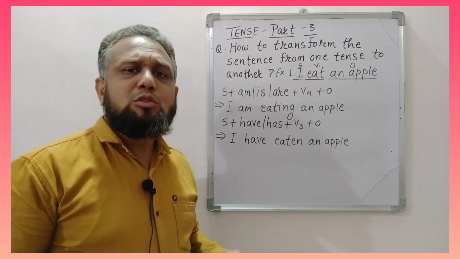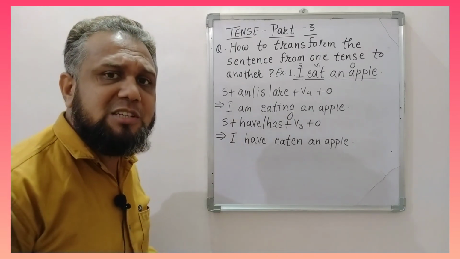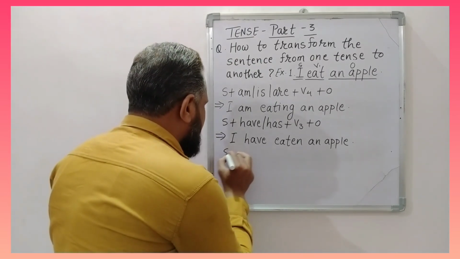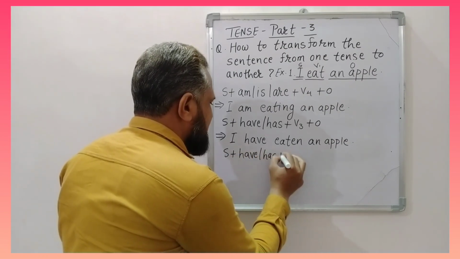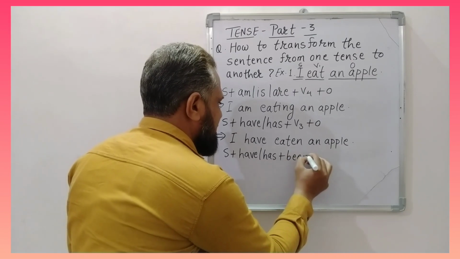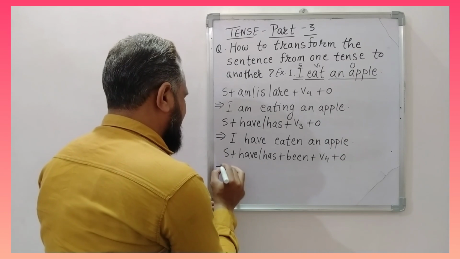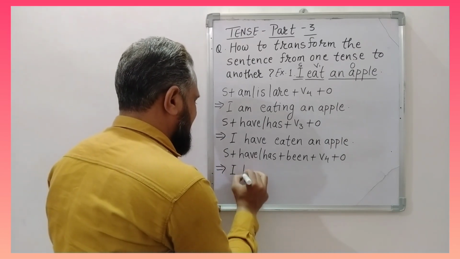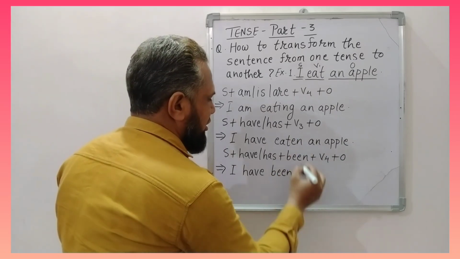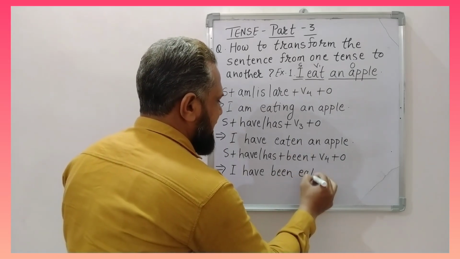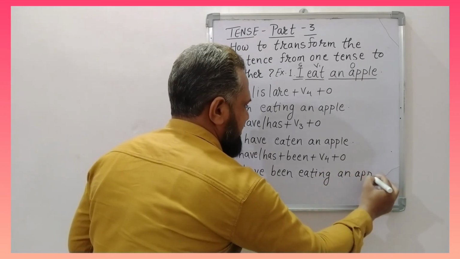Now if you want to transform it in present perfect continuous tense, then the formula of present perfect continuous tense is subject plus have or has plus been plus V4 plus object, and the answer will be I, then have, then been, then fourth form of verb is eating, object, an apple.